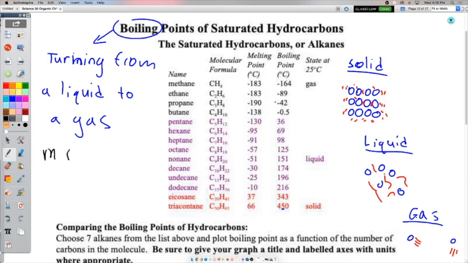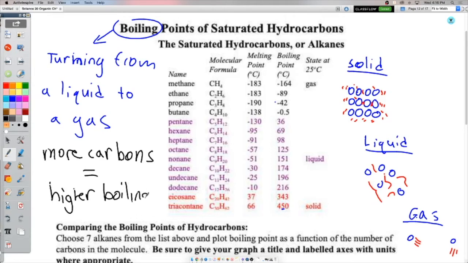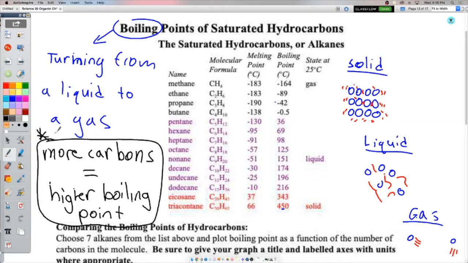More carbons equals higher boiling point, okay? If I were to sum this up in one, what's the big idea? That's it. The more carbon something has, the harder it's going to be to make it boil, to make it turn from a liquid to a gas. All right. Doesn't sound that exciting at first, right? What's the big deal? Okay, cool. More carbons, higher boiling point.